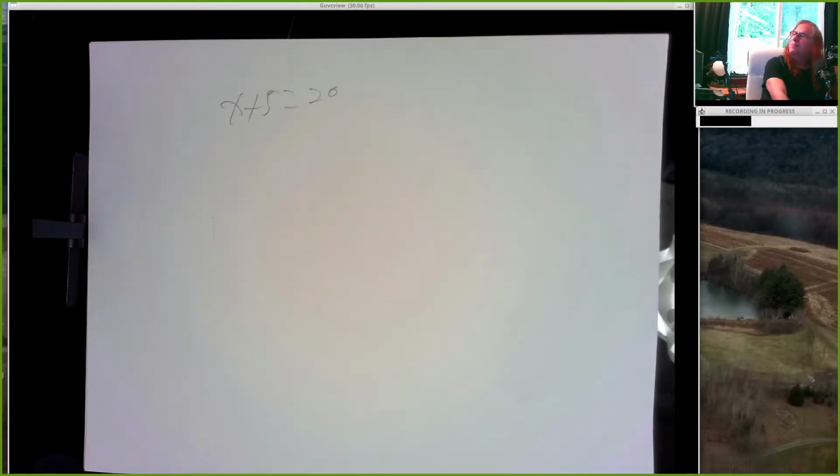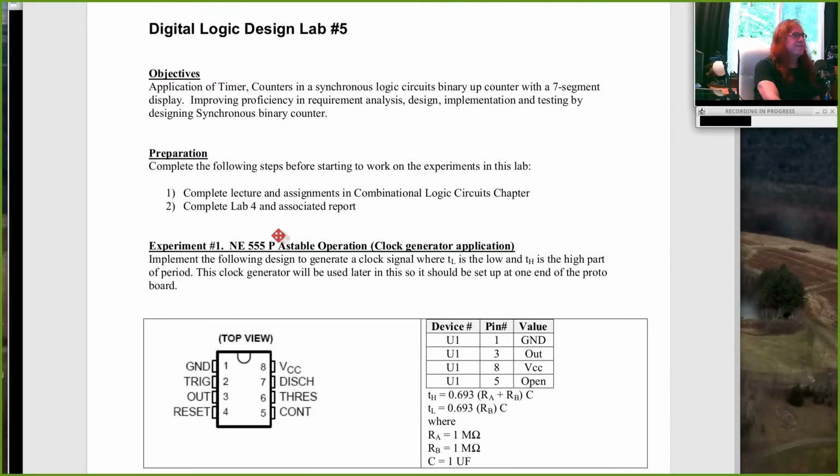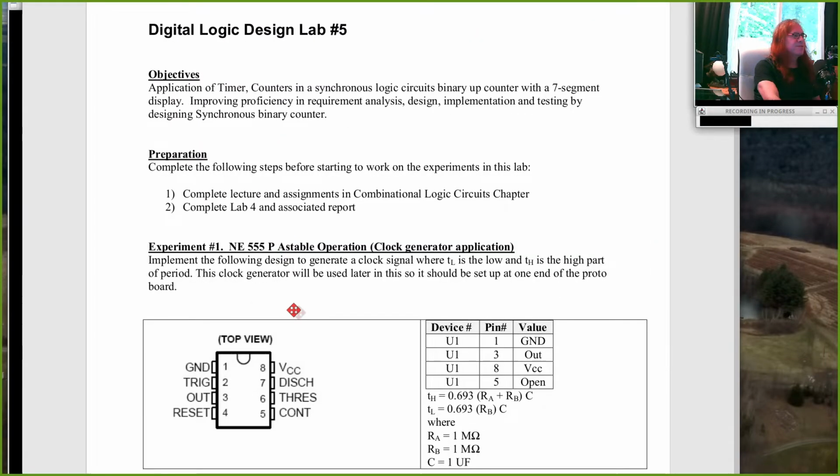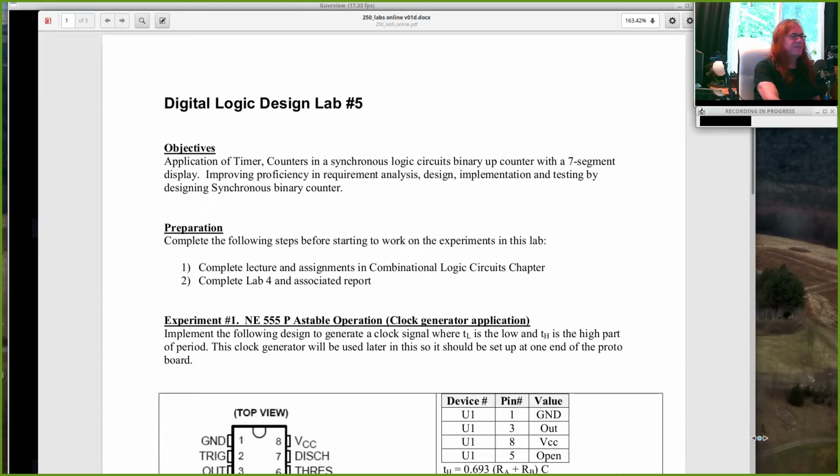So Lab 5 was a funny little pair of experiments, right? So the first part of it was playing with this different chip, this 555.